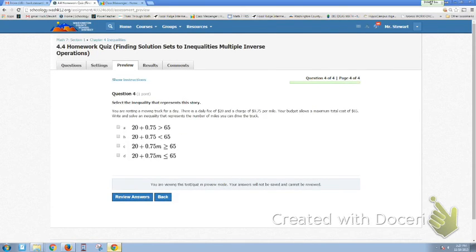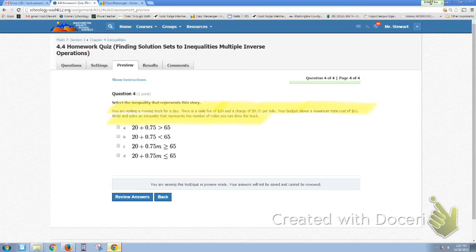Alright, last question here, question number 4. It's a story problem that wants you to set up an inequality. It reads, you are renting a moving truck for a day. There's a daily fee of $20 and then a charge of 75 cents per mile. Your budget allows a maximum total cost of $65. Write and solve the inequality that represents the number of miles you can drive the truck. Well, it's actually asking you just to write the inequality.